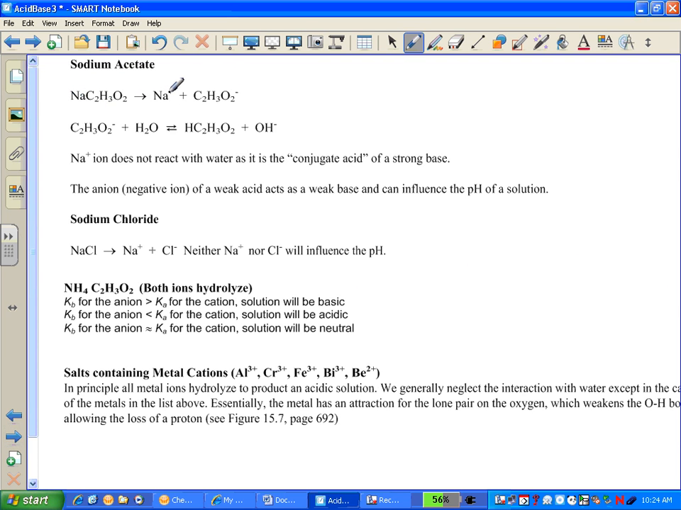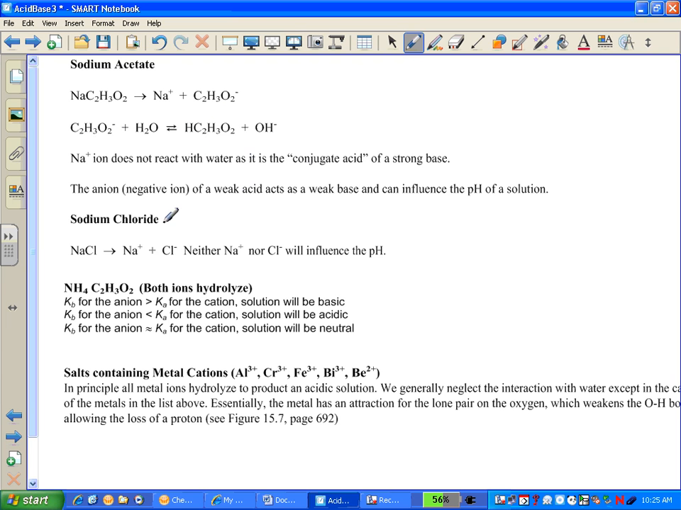Now from our strong bases, sodium hydroxide is one of our strong bases, so we know that it will not affect the pH. This is the conjugate of acetic acid, which is a weak acid, so we know that this will be a base and it will be able to affect the pH in the solution. So I write the hydrolysis reaction: the acetate ion plus water, producing acetic acid and hydroxide. So the anion will be a base in solution.